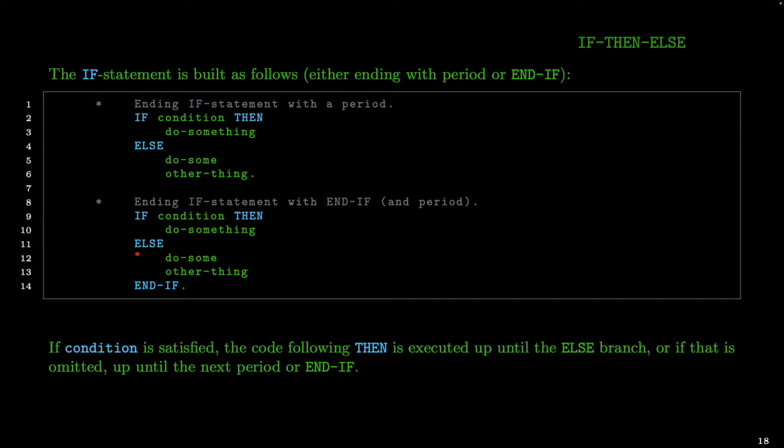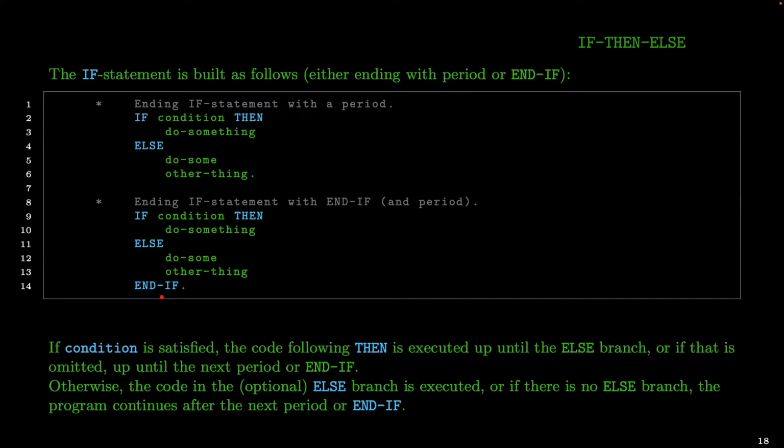The logic here is that if the condition is satisfied, then we execute the code following then, either up until the else branch, or if we do not have an else branch, then we just execute the code up until the next period or the end if statement. And obviously, if the condition is not satisfied, then if we have an else branch, we execute the code in the else branch. Otherwise, we just continue after the period or the end if. Let's see a little example of that.